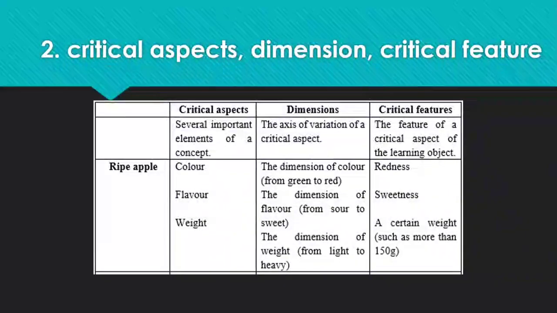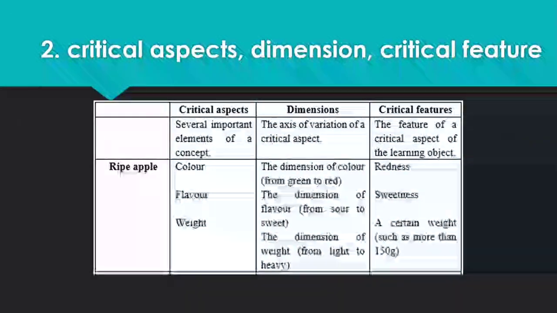Here I just summarize what I said before in that example, so we can see in this table that it would be more clear. In the case where the object of learning is to identify a red apple, what are the critical aspects, what are the dimensions, and what are the critical features.